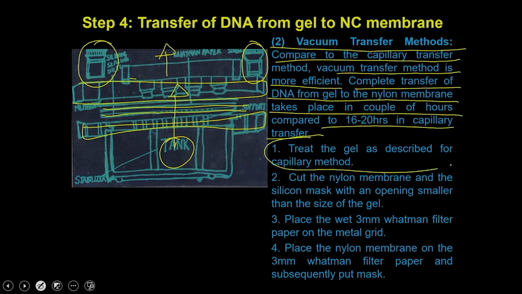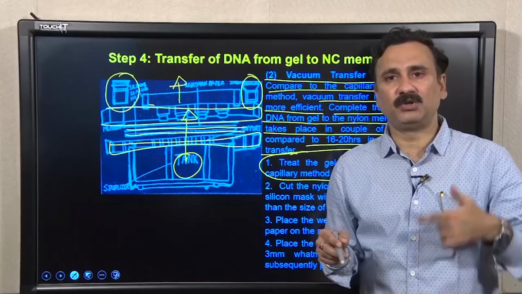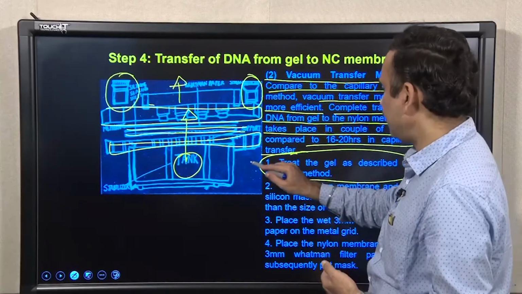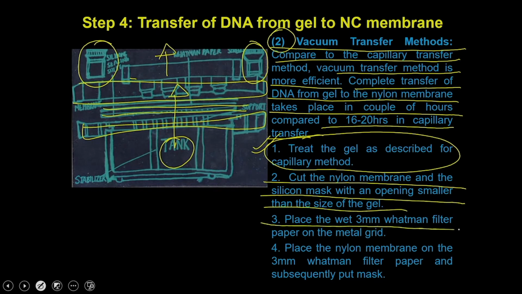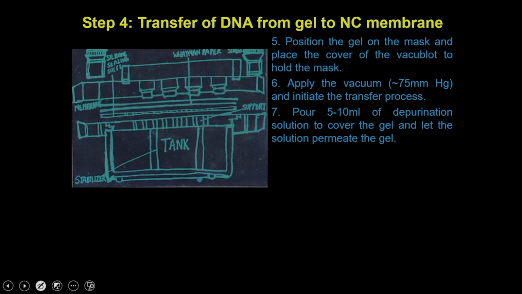So first of all, the initial treatment remains the same, where you are going to treat the gel with the depurinating solution or neutralization solution, and all that remains the same whether it is a vacuum transfer or the capillary transfer. Then you can cut the nylon membrane and the silicone mask to the size of the gel. Then you place the 3 mm Whatman filter paper onto the metal grid, place the nylon membrane onto the 3 mm Whatman filter paper, and subsequently you put the mask, and then you position the gel onto the mask and place the cover onto the vacuum blot to hold the mask.